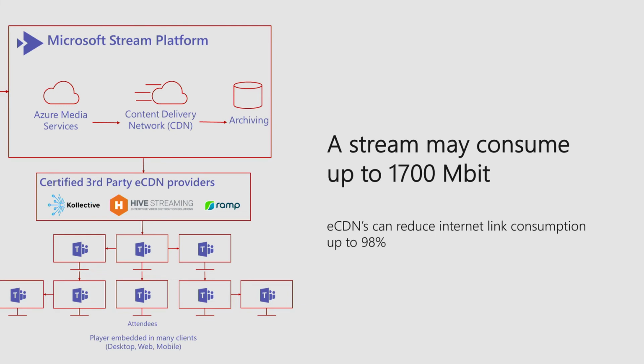So eCDNs can actually reduce the internet link consumption by up to 98%. And it's one client downloading the stream and then distributing this as a mesh network within your network. They use a client installed on the devices, both mobile and PC and Mac, in order to distribute the stream.